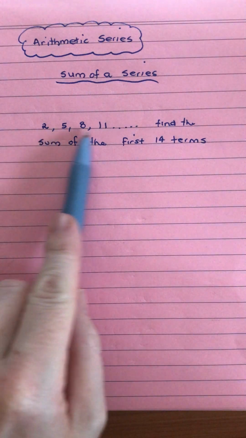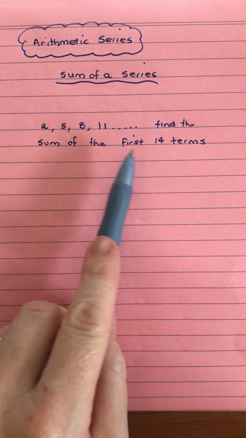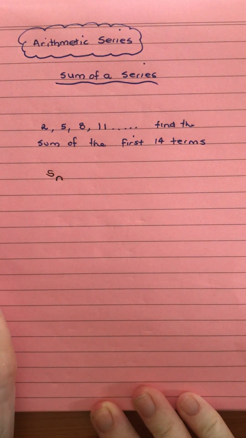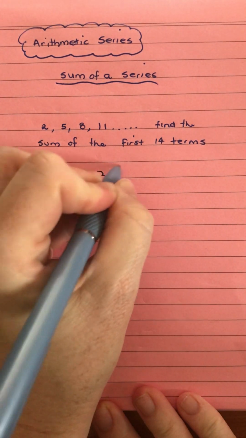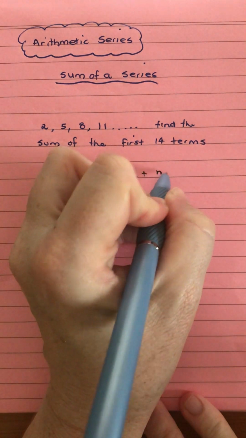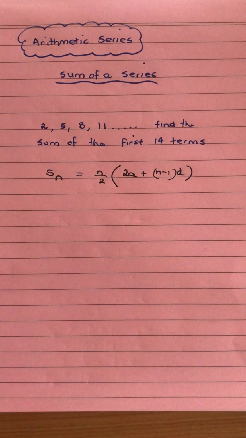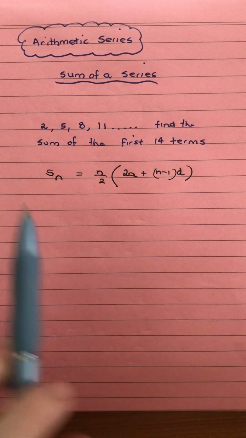So we've got a series given to us, 2, 5, 8, 11. And we want to find the sum of the first 14 terms. Now our rule for the sum of a series is S of n, so that means the sum for n terms, is equal to n over 2 outside of 2a plus n minus 1 multiplied by d. Now if you don't know what those letters mean, the a, the d and the n, you might want to go and watch that video on arithmetic sequences.